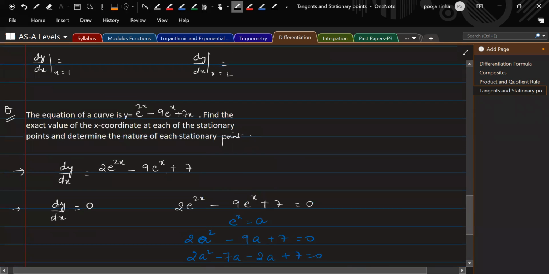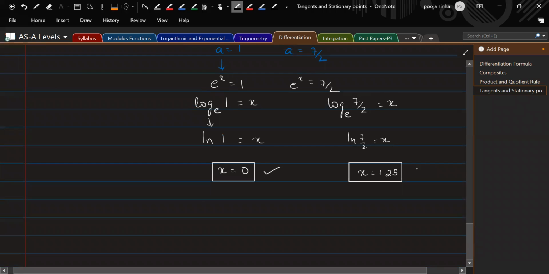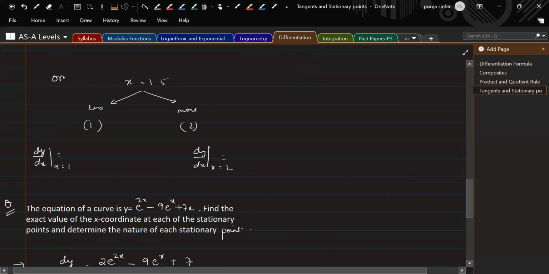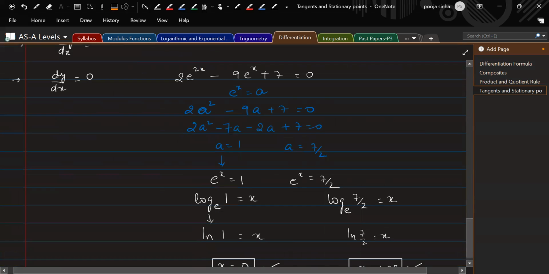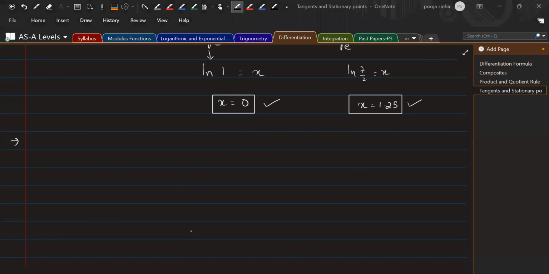So now it is asking us to find the exact value of x coordinates at each of the stationary points. Are we done up to here? So the x coordinates are these two at each of the stationary points, right? Then determine the nature of each stationary point. What will we have to do for that? Double differentiation. So do it.